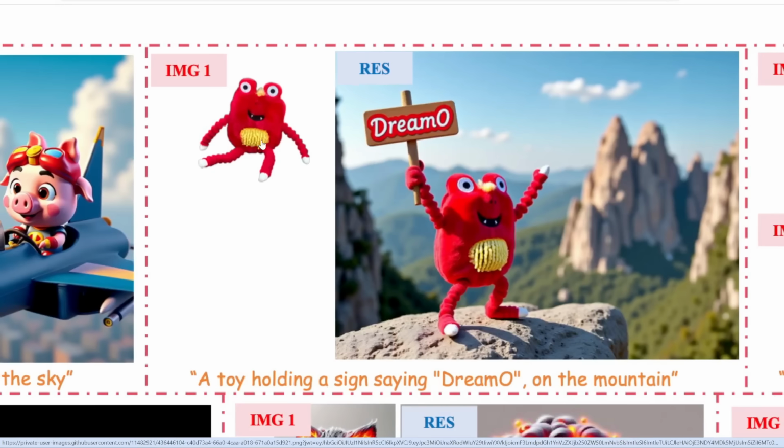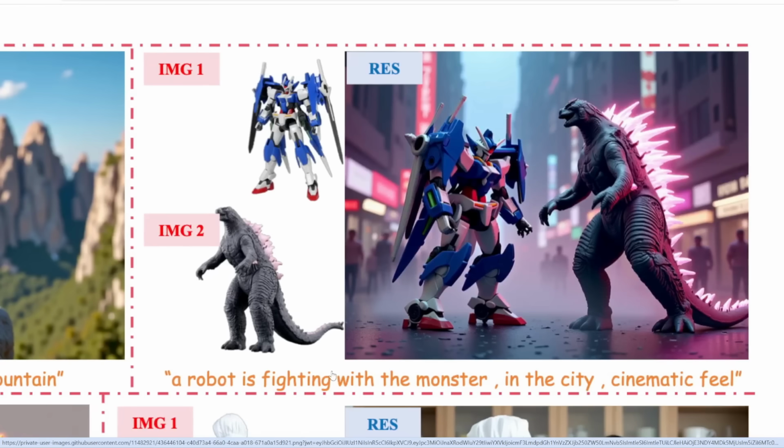Or if you have this plushie, and you prompt it with a toy holding a sign saying DreamO on the mountain, this is the result. And look how accurate this character is. It looks exactly like the toy. Plus, you can even add multiple reference images or objects in the same photo. So here's an example of that, and again, note how accurately it portrays both characters in the final image.